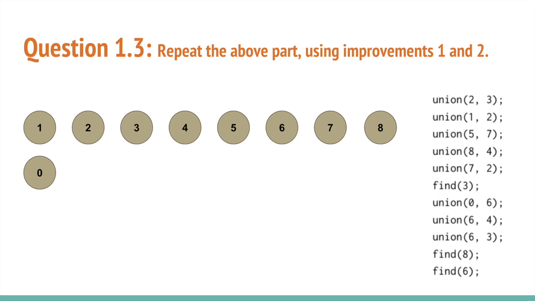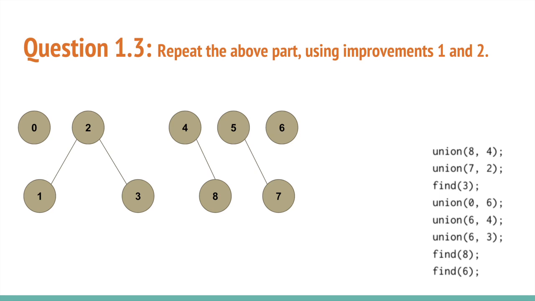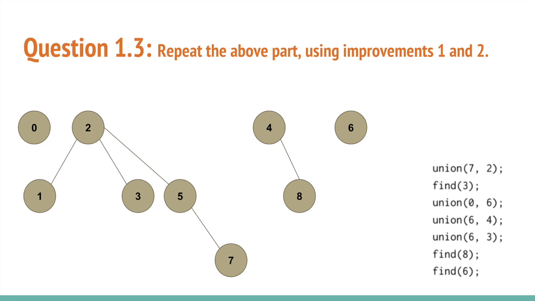In the last part of question 1, we want to perform the same sequence of operations again, except this time we're going to use path compression, so all of our union methods would stay the same. When we call find 3, we look along the path between node 2 and node 3. Since node 3 is already connected to node 2, the tree stays the same and 2 is returned since it is the root.